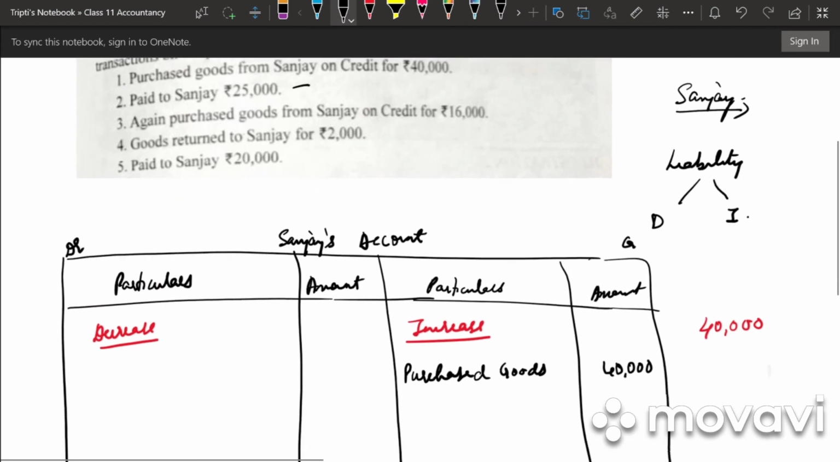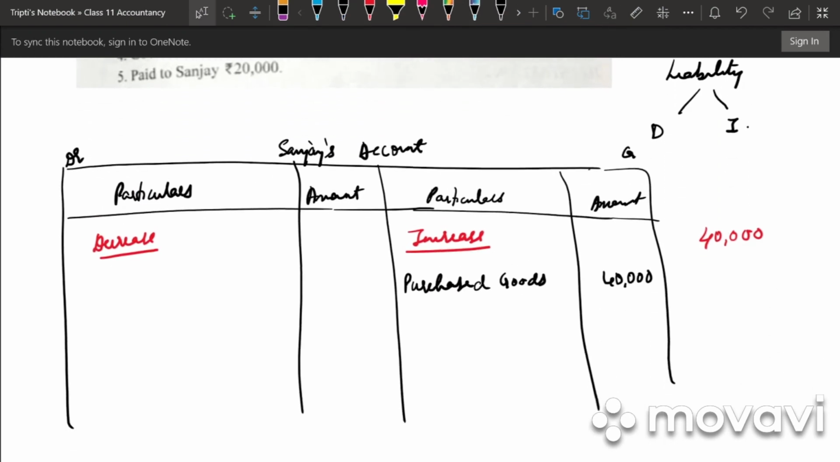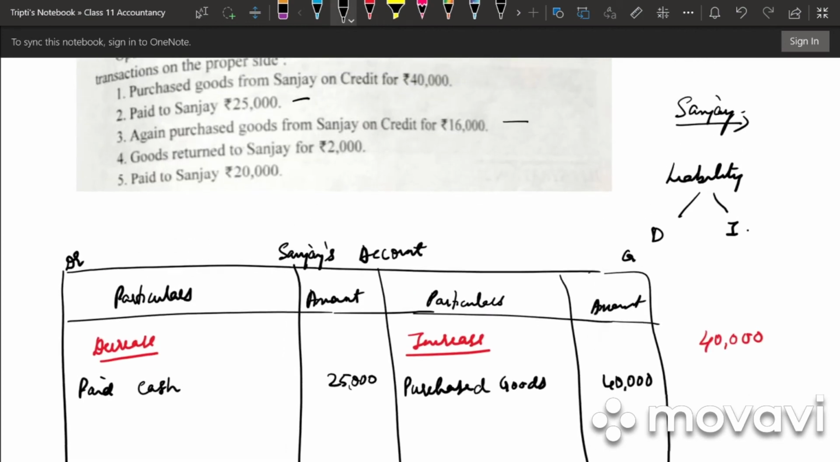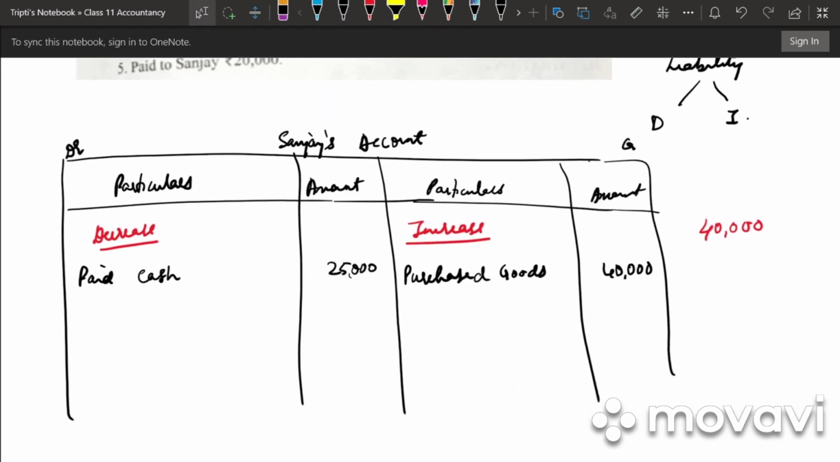Next we have paid to Sanjay. When we are paying to Sanjay, our creditor's amount is reducing. So it will be decrease in Sanjay's account. So we'll write paid cash. How much is it? 25,000. Next, third we have again purchase goods from Sanjay on credit 16,000. Again goods are purchased, so there is an increase in our creditors. Purchase goods, how much is it? 16,000.